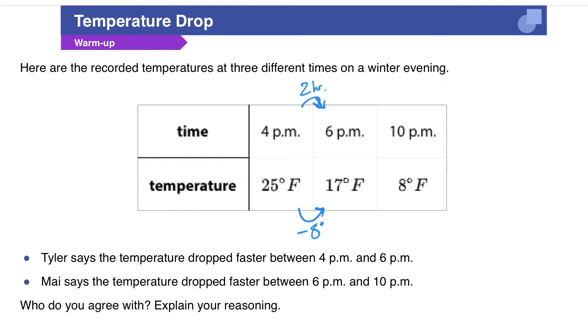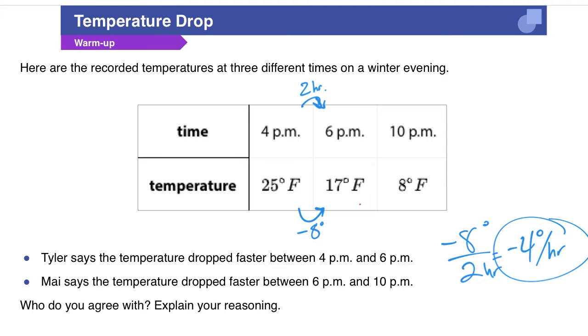To decide who we agree with, I'm going to first look between 4 and 6 p.m. This is what Tyler was looking at, and it dropped 8 degrees in 2 hours. So if it dropped 8 degrees in 2 hours, that would mean that it dropped 4 degrees per hour.